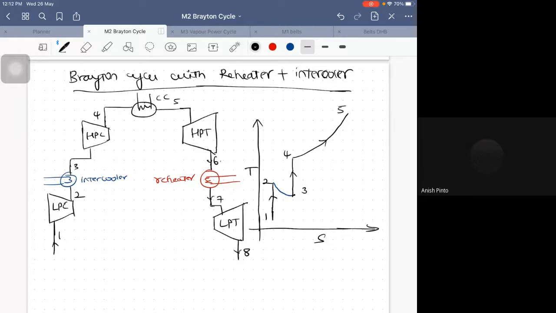It's a curve. From here, Hashir, low pressure, high pressure turbine, you are expanding isentropically. Then it's a straight line, again a straight line like this. So up till 6, you have expanded.